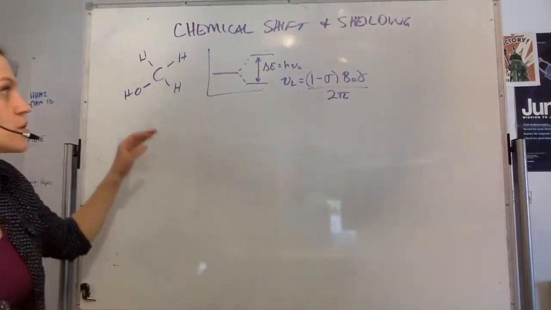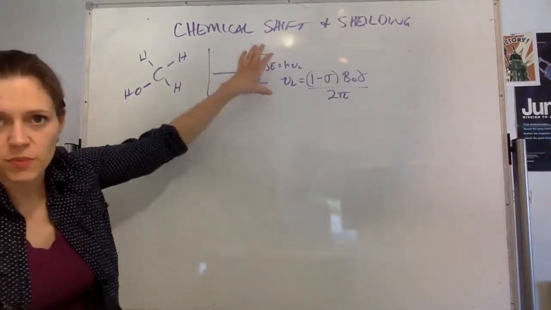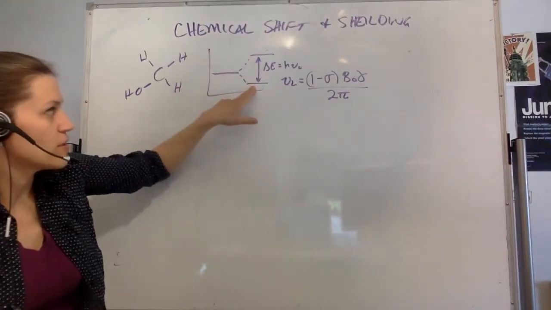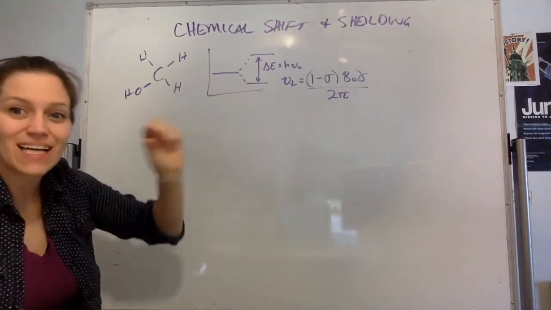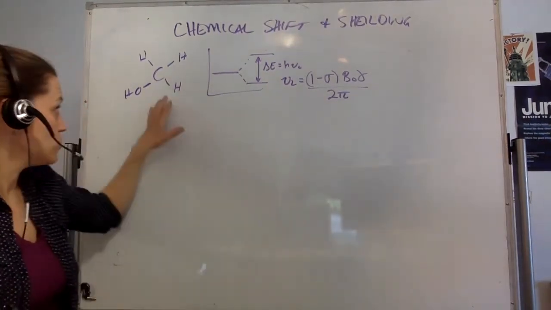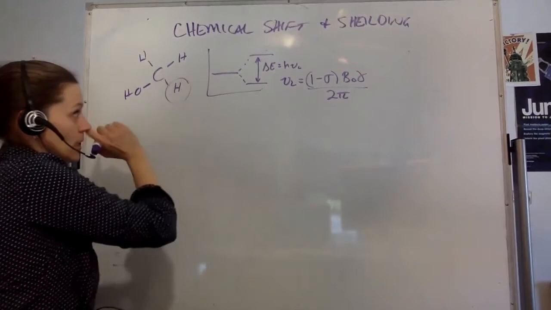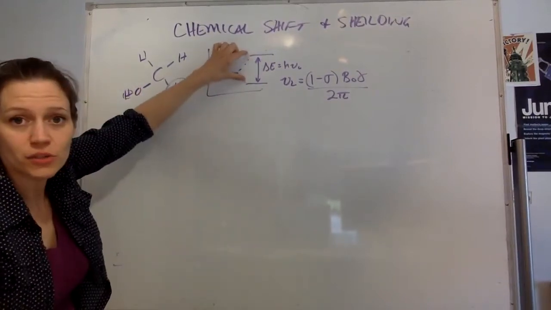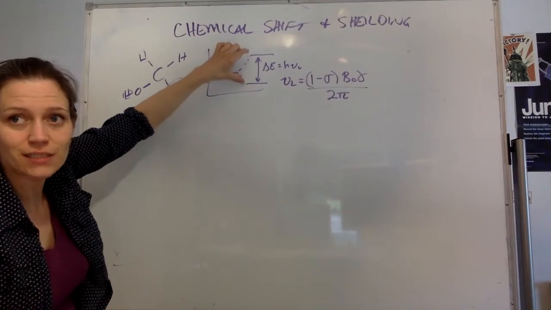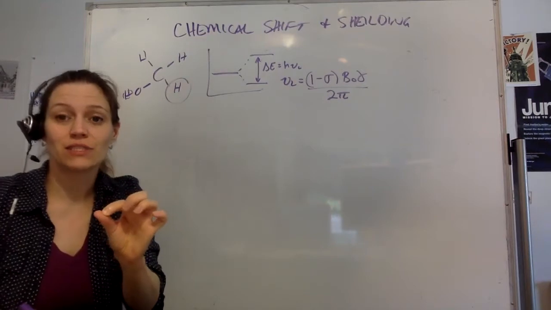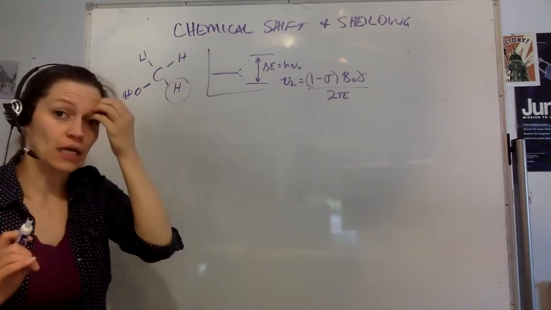Okay, so if you think about this picture, when you have no magnetic field, now if you have a slightly different magnetic field due to shielding, due to a bunch of electrons being around this hydrogen and fewer electrons being around this hydrogen, what you're going to do is slightly adjust this. And I'm talking slight. It is so teeny tiny, the difference is ridiculously teeny tiny.